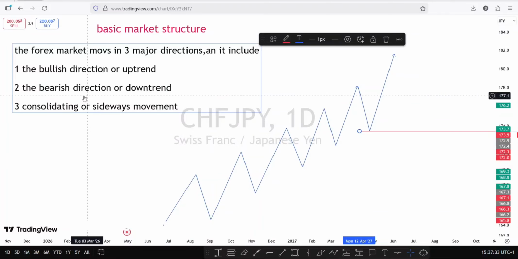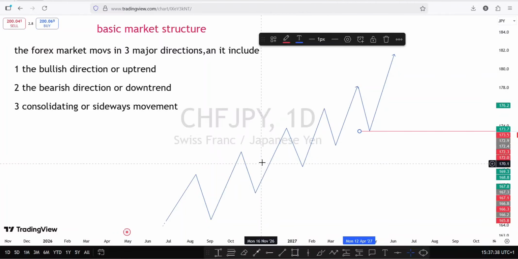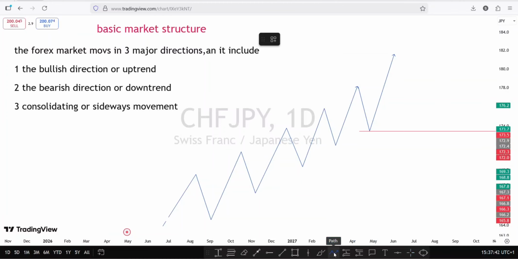Now, number two, the bearish direction or downtrend. The bearish is just the opposite of the bullish, right? Let me draw it out. The bearish market is a market that moves downward, breaking structures to the downside continuously.